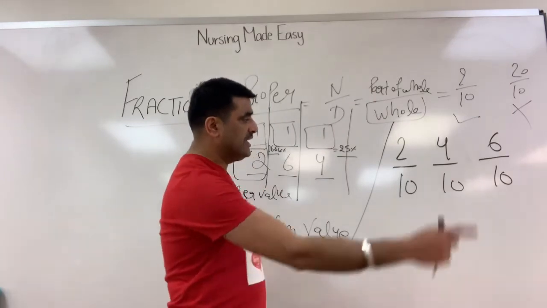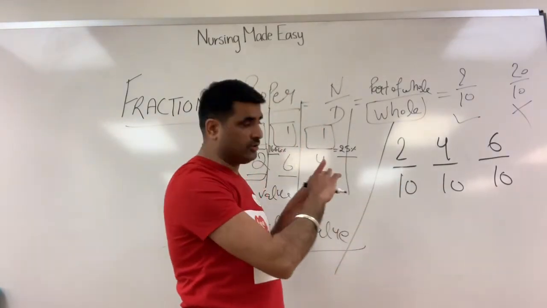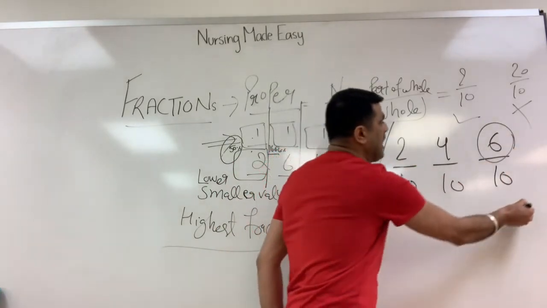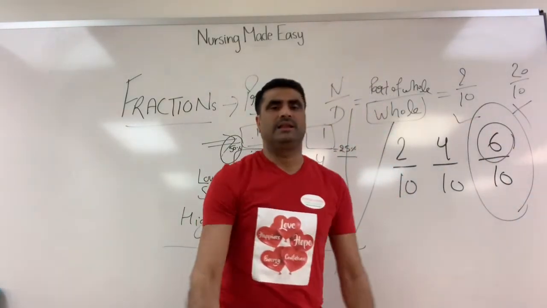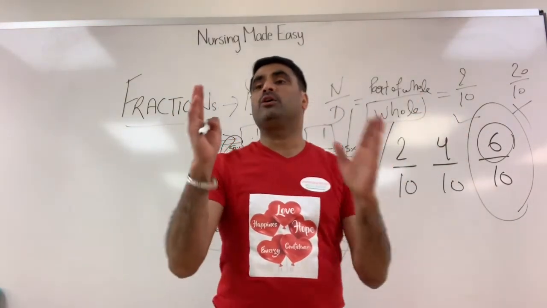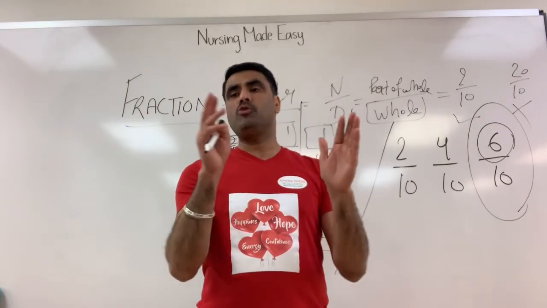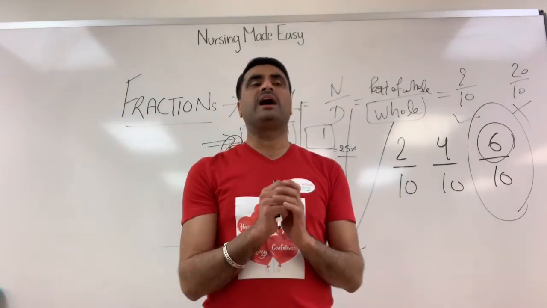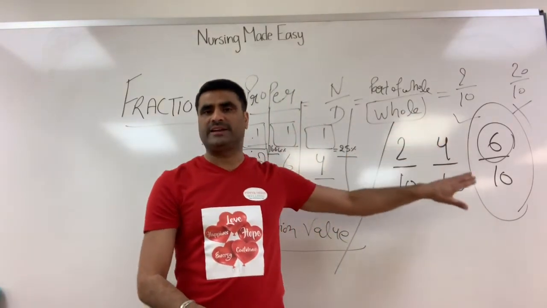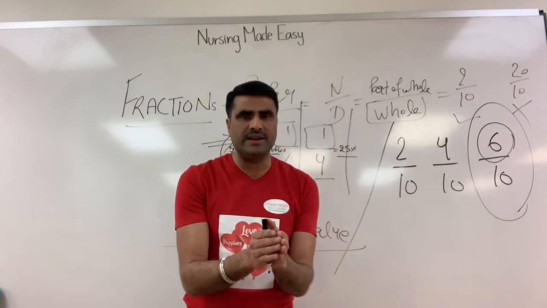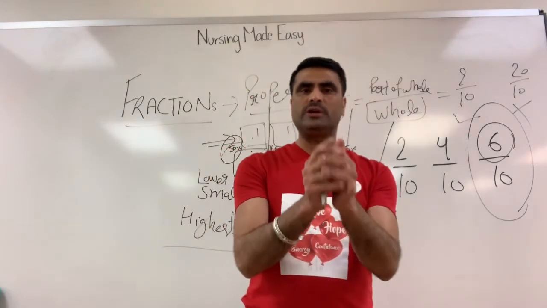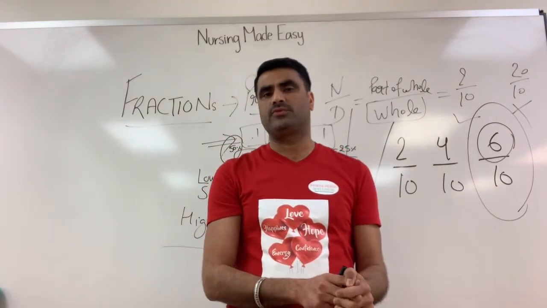So the formula is, if denominator, the whole number, is constant and equal, then higher number of numerator will have a higher fraction value. Let's write it down. Formula number 2. When denominators are of the same value, then numerator with the highest value will have the highest fraction value. In a classroom setting, if somebody gets 2 marks out of 10, another gets 4 out of 10, and you get 6 out of 10, you are the one who got the highest fraction value.